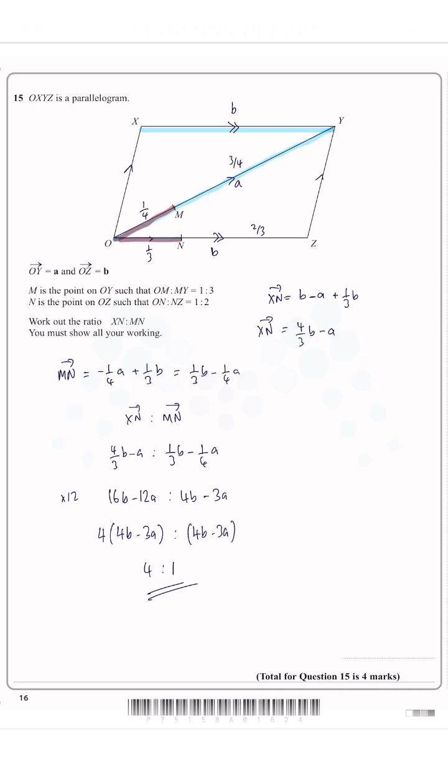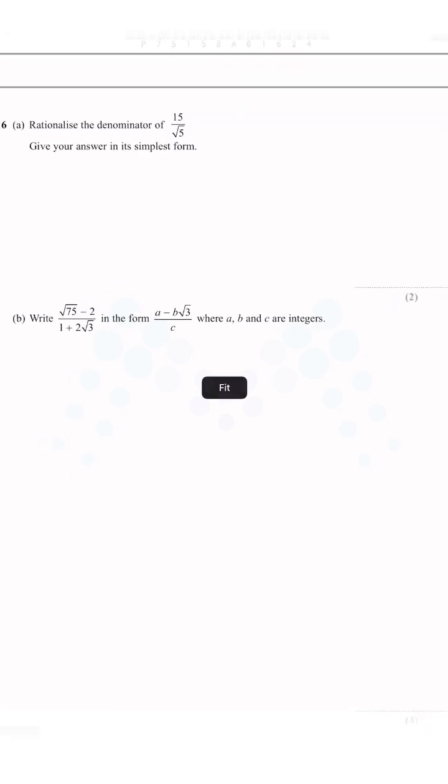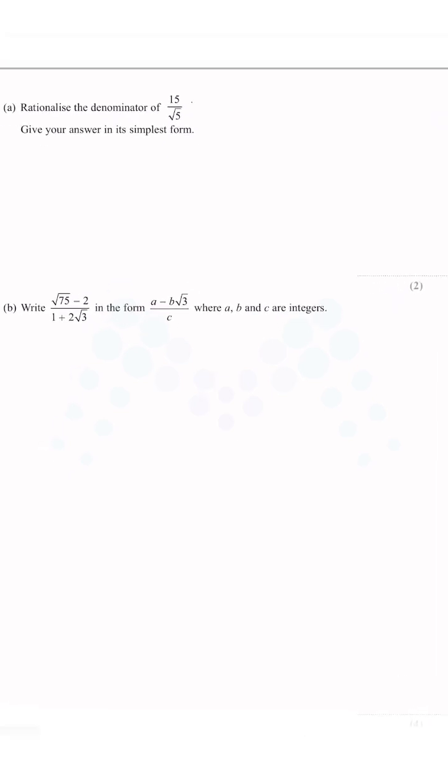Question number 16. Rationalize the denominator. So when I have a single fraction, I just have to times everything by the denominator, which is root 5. So it becomes 15 root 5 divided by root 5 times root 5, which is 5. 15 divided by 5 cancels out to 3, so it becomes 3 root 5 as your answer.